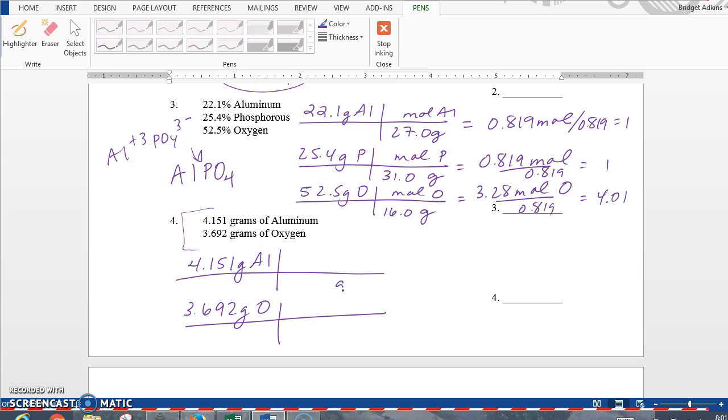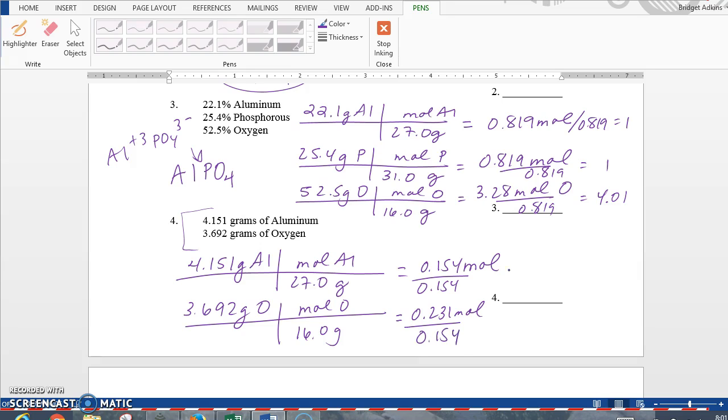Okay, so we're going to get our grams into moles, just like we've been doing. So 27.0, 16.0. Alright, so for aluminum we get 0.154 moles. We're limited to 3 sig figs because of that. And then we get 0.231 moles of oxygen, limited to 3 sig figs. Alright, so we've got our mass to moles. Now we're going to divide by small. The smallest one between these two is the 0.154. So I get 1 there. That's a nice number.